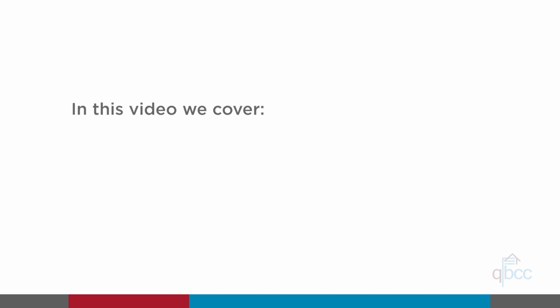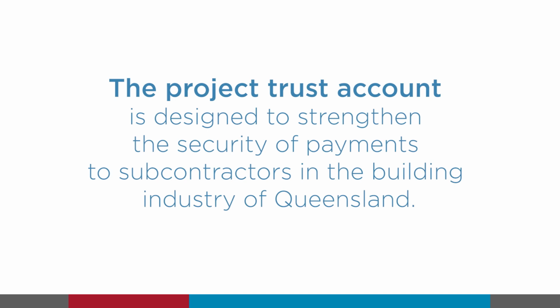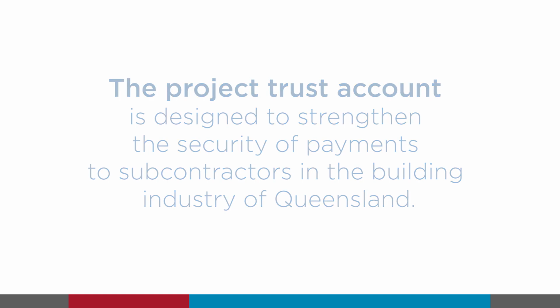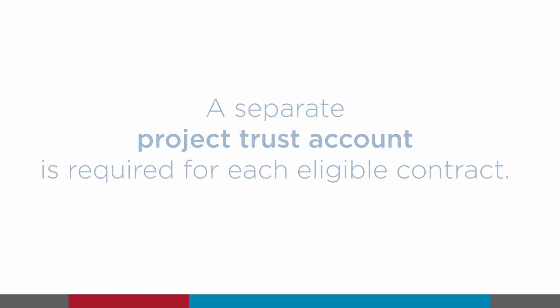In this video, we'll cover who needs to have a project trust account and provide an overview of the requirements. The project trust account framework is designed to strengthen the security of payments to subcontractors in the building industry of Queensland. A project trust account is required for state government building contracts over $1 million and for residential contracts over $10 million. A separate project trust account is required for each eligible contract.